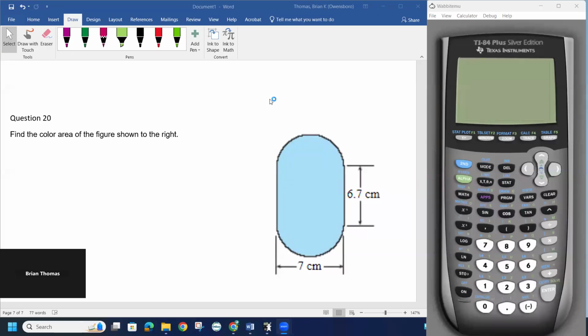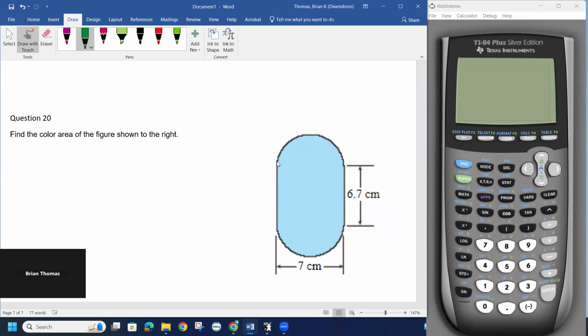So question 20 says find the area of the shape to the right there. So they want us to find this color area. This blue area is kind of an irregular shape. But what we should be able to pick up on is that by creating smaller shapes, I can partition, if you will.